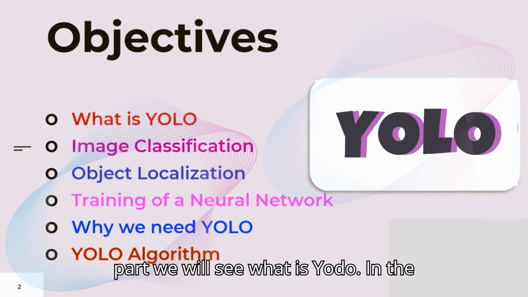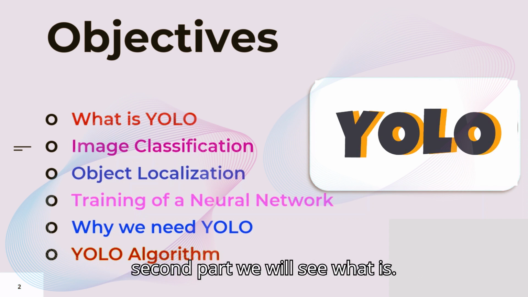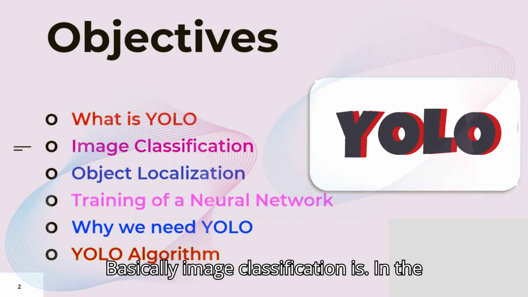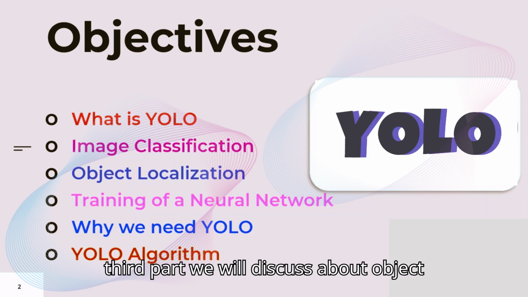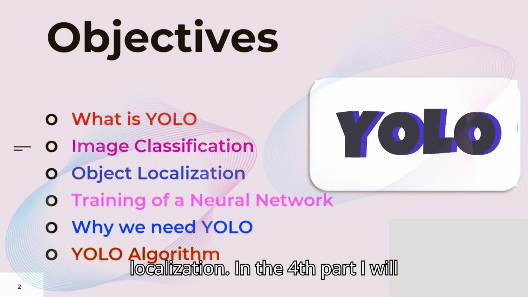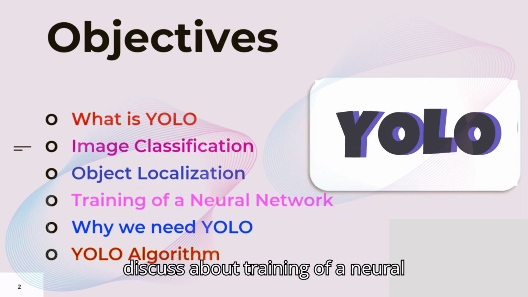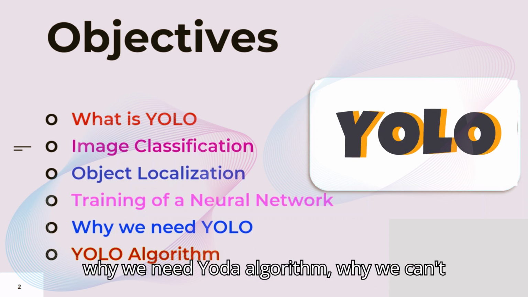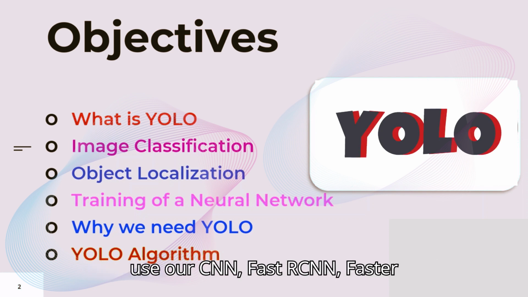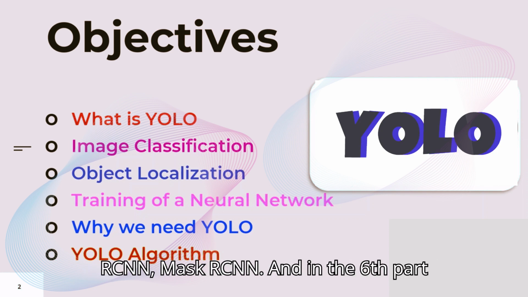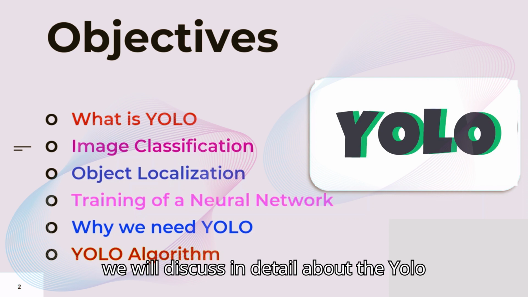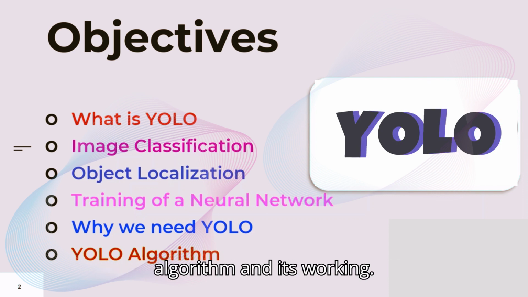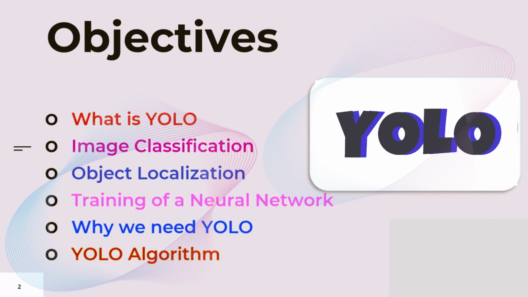In the first part, we will see what is YOLO. In the second part, we will see what image classification basically is. In the third part, we will discuss object localization. In the fourth part, I will discuss training of a neural network. In the fifth part, I will discuss why we need the YOLO algorithm, why we can't use RCNN, fast RCNN, faster RCNN, mask RCNN. And in the sixth part, we will discuss in detail the YOLO algorithm and its working.